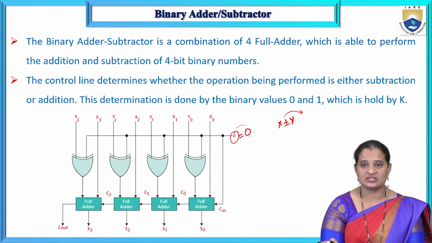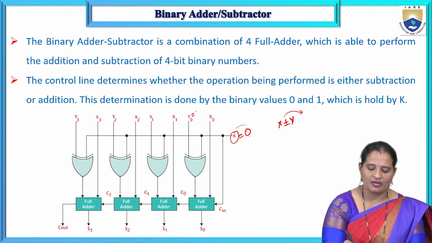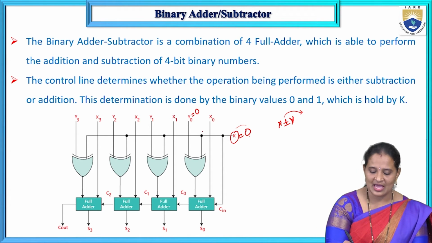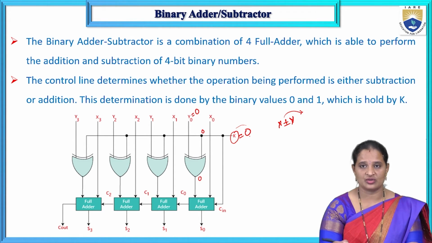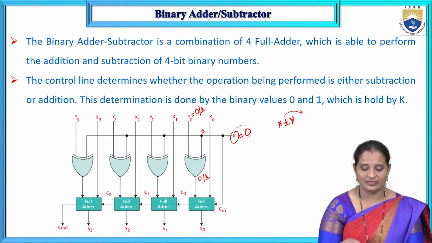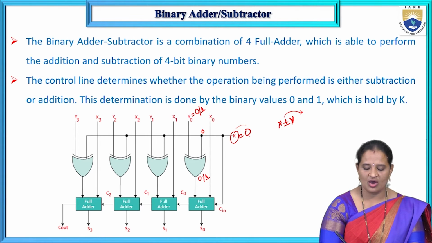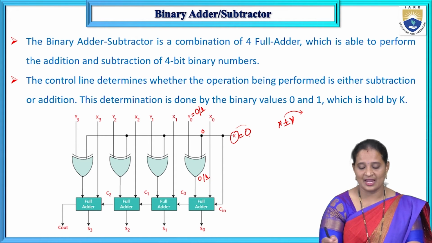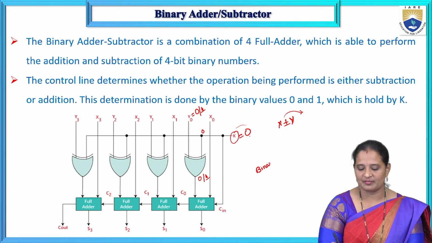For example, if k is equal to 0, then what happens when y0 is equal to 0? As it is 0 and 0, the output is also 0. If y0 is 1, then what happens? The output is also 1. So that means if k is equal to 0, the y input is applied to the full adder as it is. If y is 0, that is applied to the full adder. If y is 1, the output of the XOR gate is also 1. So that is how, when k is equal to 0, it applies the y input as it is and performs the binary addition.